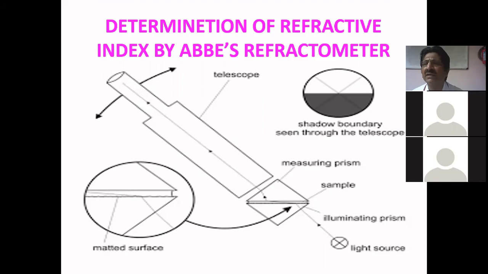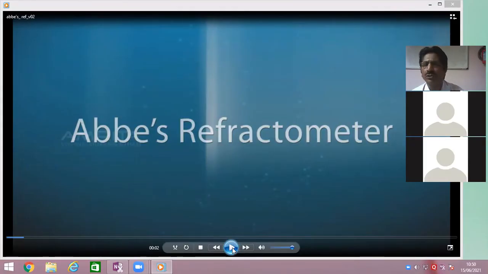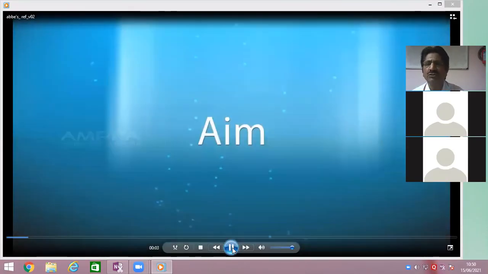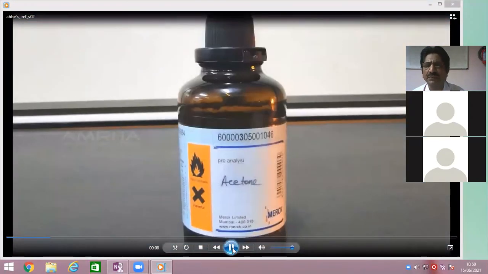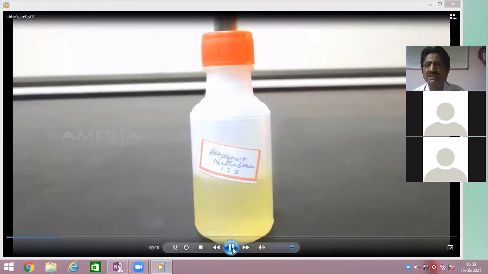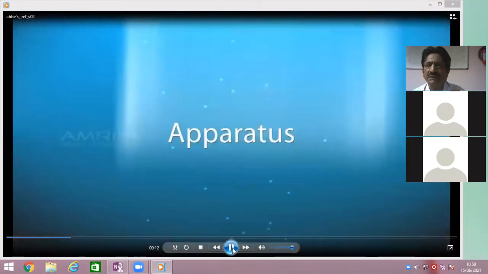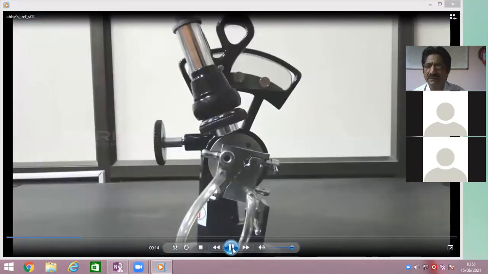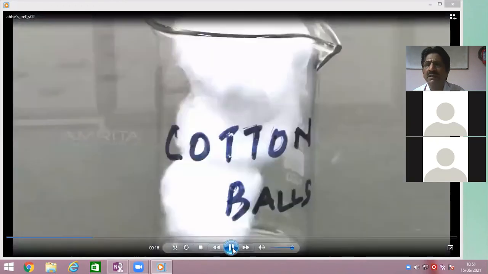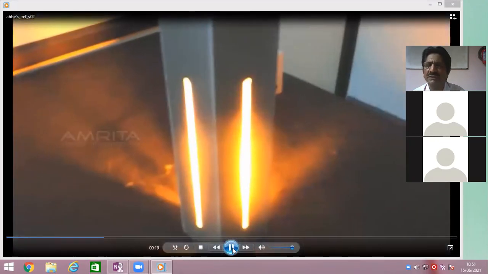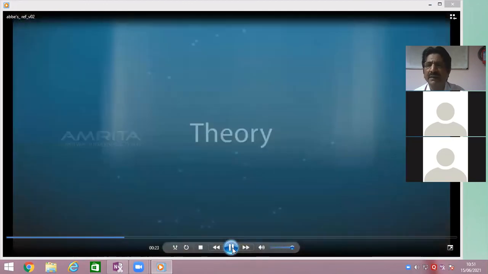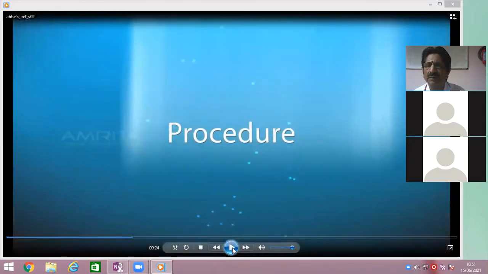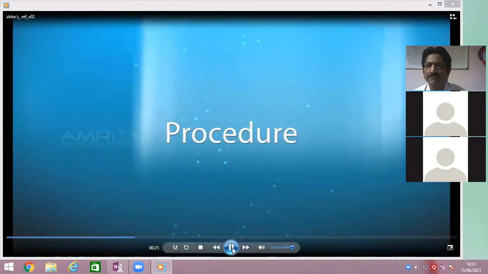Using the Abbe refractometer, the aim is to determine the refractive index of different liquids. This is the apparatus, our Abbe refractometer, and we use cotton and liquid acetone for cleaning. Before going further, let's see the procedure.